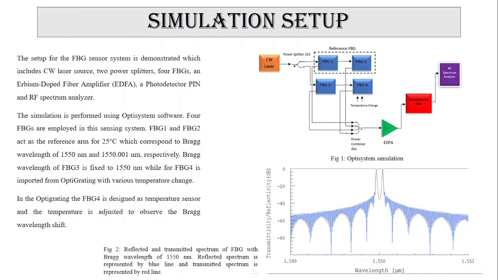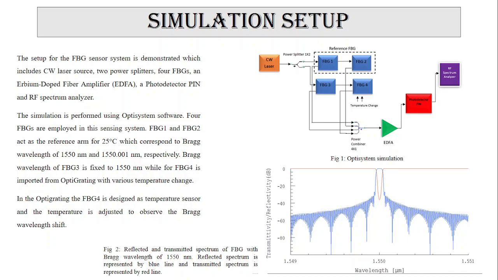For the simulation setup, the setup for the FBG sensor system will be demonstrated, which includes a CW laser source, 2 power splitters, 4 FBGs, an amplifier, a photodetector, and an RF spectrum analyzer. The simulation is performed using OptiSystem software. 4 FBGs are employed in the sensing system. FBG1 and FBG2 act as the reference arm. FBG3 is fixed, and FBG4 is imported from OptiGrating with various temperature changes.